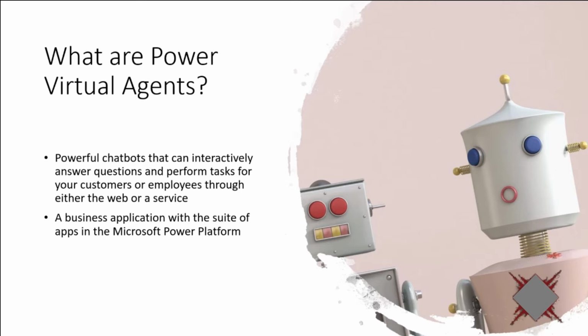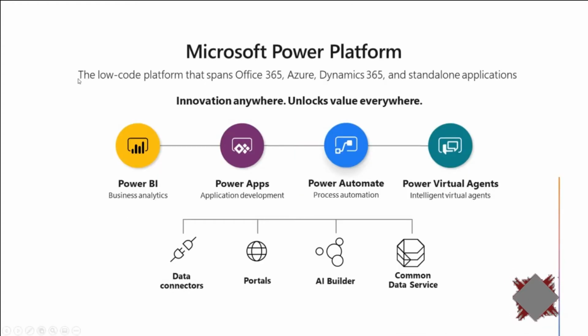Power Virtual Agents are powerful chatbots that you can interact with. They can perform tasks on behalf of your employees or your customers, and you can surface these chatbots either through a service or the web or Teams, right? It's a part of the productivity suite of the Microsoft Power Platform. Here's a nice slide of this Office 365, Azure, Dynamics, applications. It's going to be mostly low code. They say low code, no code. That's arguable. Some people think that it's low or no code, but then you can get into coding actually. And some people say that JSON is code. So it's up to you to determine what that means.